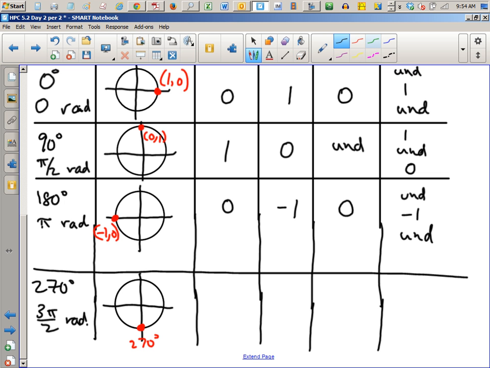We're at the bottom of the circle. The coordinates are what, class? 0, -1. So sine is -1, and cosine is 0. Tangent is undefined, and the three reciprocals are -1, undefined. And x over y is going to give us 0 for cotangent.